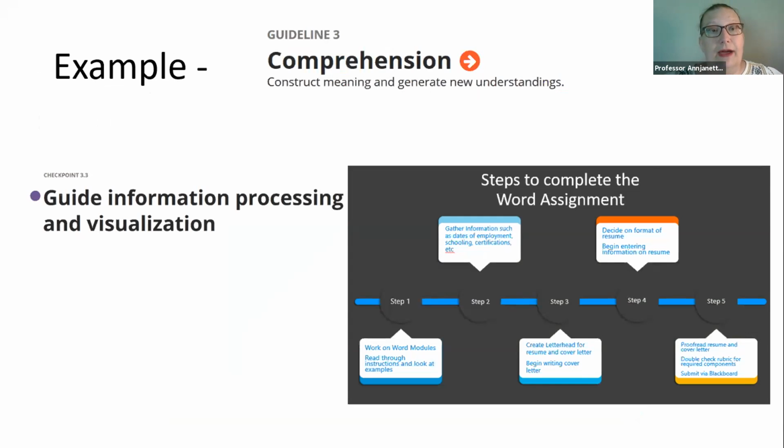Here's an example of how I applied representation to one of my assignments. The assignment had multiple steps and written directions. By using guideline 3, provide options for comprehension, and more specifically, checkpoint 3.3, which is to guide information processing and visualization, I designed this flowchart, which broke down the steps of the project into smaller chunks. It allows students to explicitly see the prompts for each sequence. It helps them to break the tasks into something manageable. I would also include the written directions for those who would want to read it and not look at it visually.